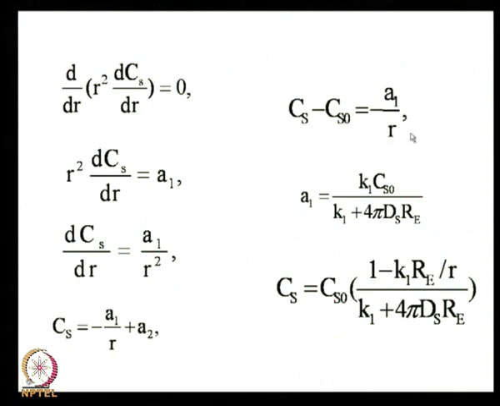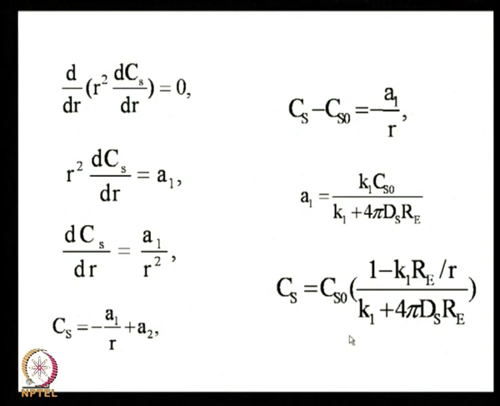So, up to this is fine, right? Up to this is fine. All you need to do now is replace this into the first boundary condition and do a little bit of algebraic manipulation. So, now you get your CS as CS naught times this number.